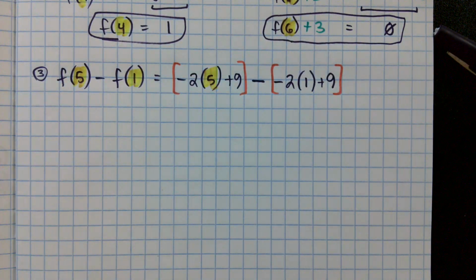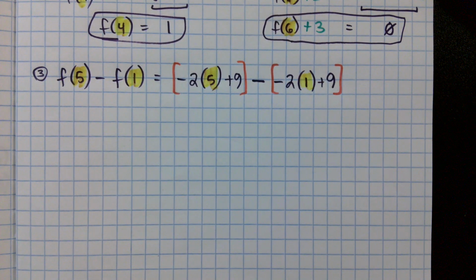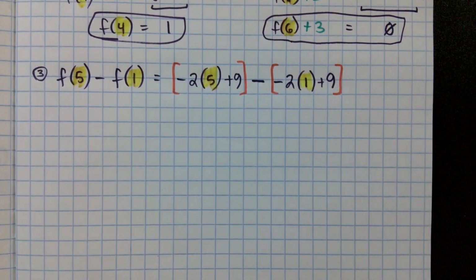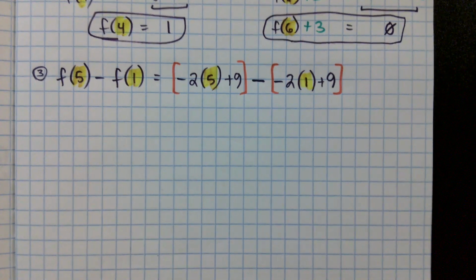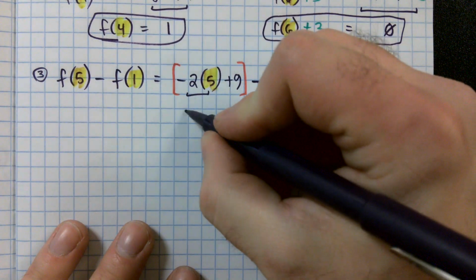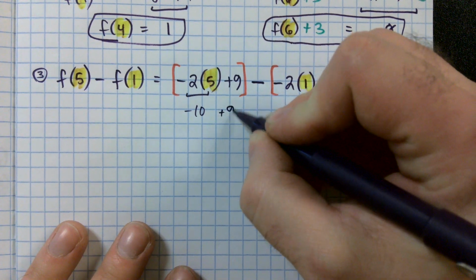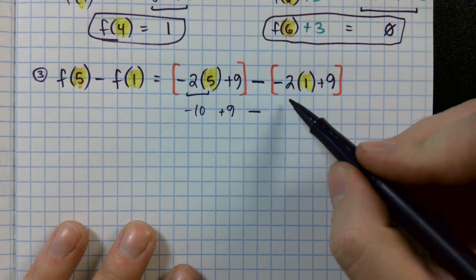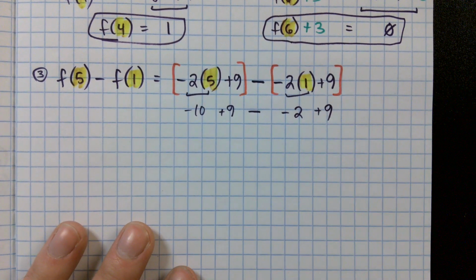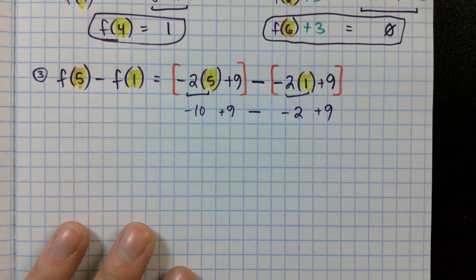Right, so now we're evaluating it twice and finding the difference by subtracting. Oops, I forgot to highlight my little 1. So let's take this step by step. We don't want to mess ourselves up by trying to do too much at once. What is negative 2 times 5? Negative 10, and then I've got plus 9, minus, what's negative 2 times 1? Negative 2. Negative 2 plus 9. All right?